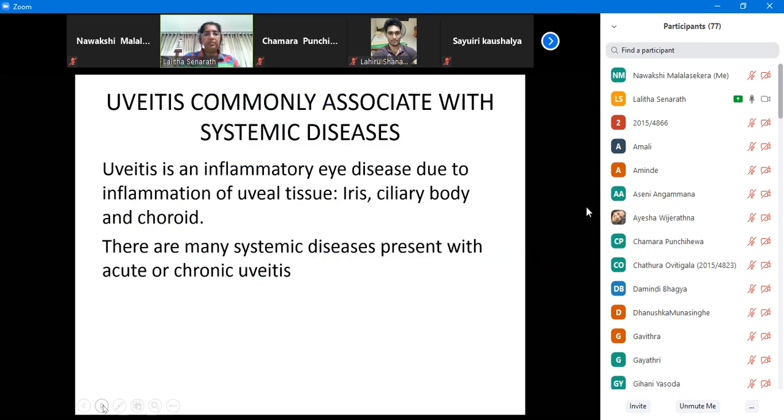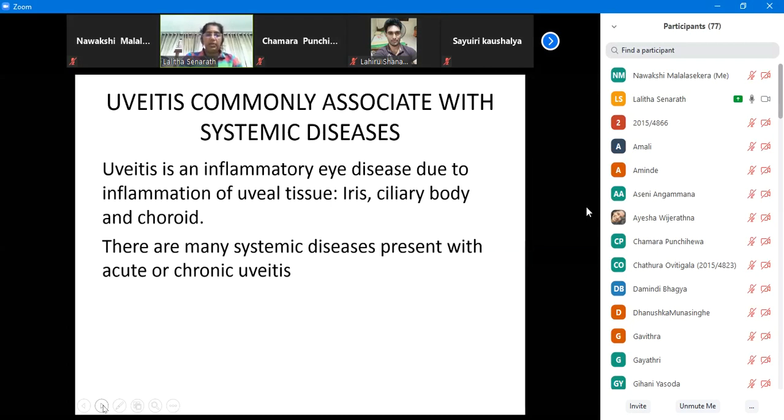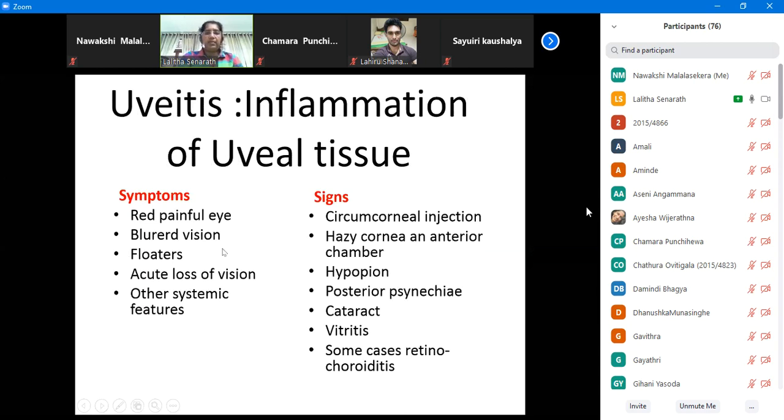Then we'll move on to the other topic, uveitis. As I told you, there are several diseases, infectious and non-infectious, which can affect the eye. Usually, they affect the uveal tissue. The uveal tissue, as I told you, starts from the iris, ciliary body, and the choroid. Those are the uvea of the eye, the black colored, highly vascularized tissue which nourishes and supplies blood to the eye, most of which is avascular tissue. Therefore, any inflammation can cause inflammation of this uveal tissue. And there are many systemic diseases, as I discussed, acute or chronic, that produce uveitis. Uveitis is an inflammation of the uveal tissue.